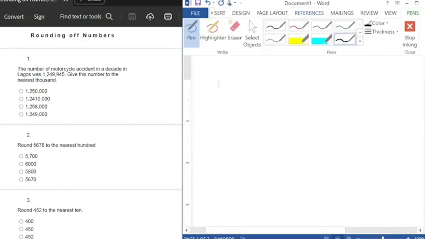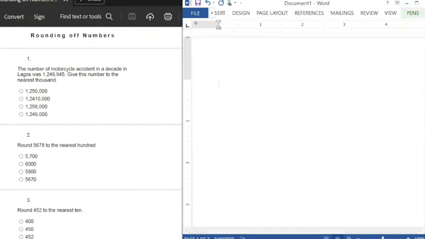So we want to look at rounding off numbers. This will be the correction to the rounding of numbers questions you did earlier on. So we'll start with the first one here.